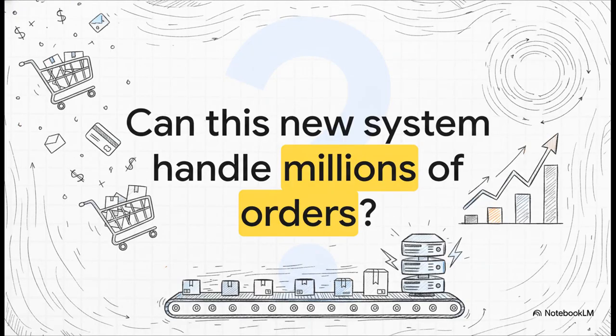Okay, so our system is way more organized, way more resilient. But let's go back to our original nightmare scenario, Black Friday. Can this new setup actually handle the heat when millions of orders start pouring in all at once? Can it actually scale?